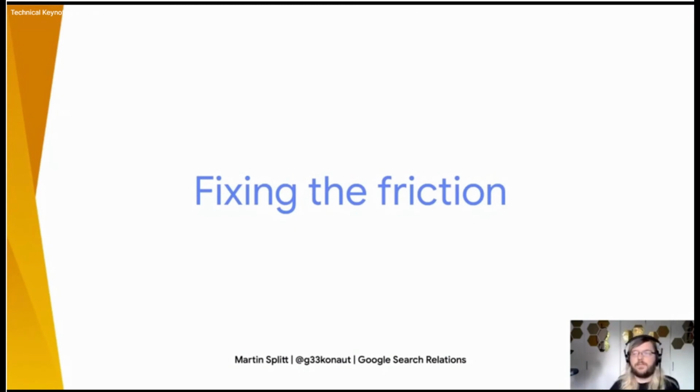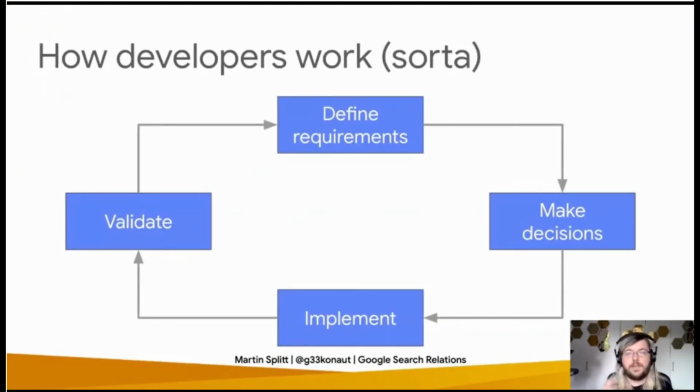But the friction is usually larger and more fundamental. How can we fix the friction between developers and SEOs? Well, there are a few things that I think might help with this. It might help to understand how developers more or less work. Roughly, the work flows like this.